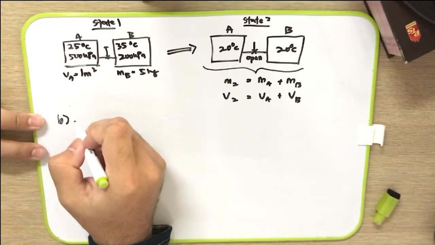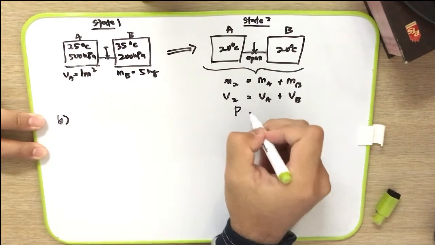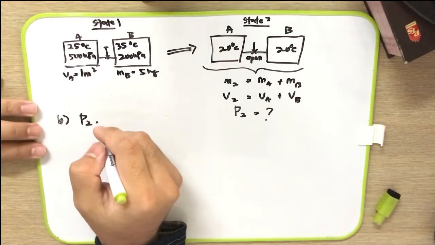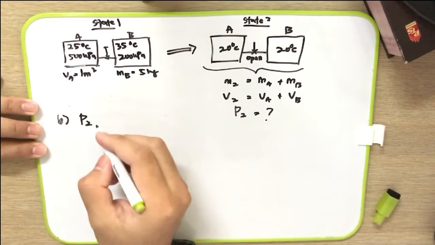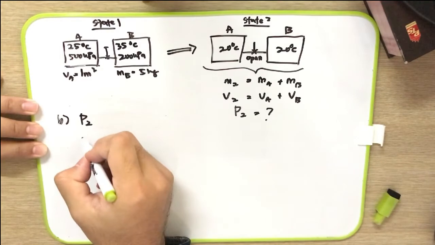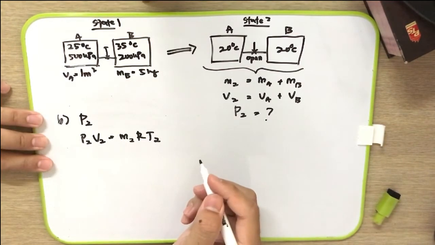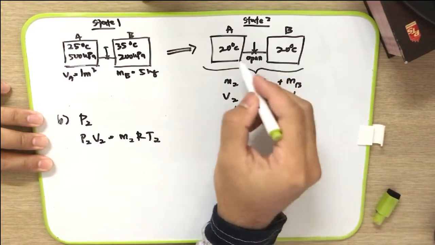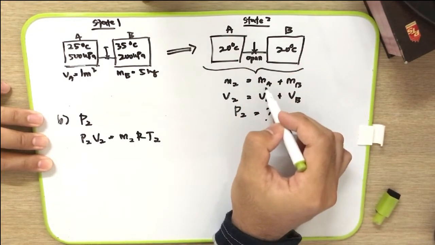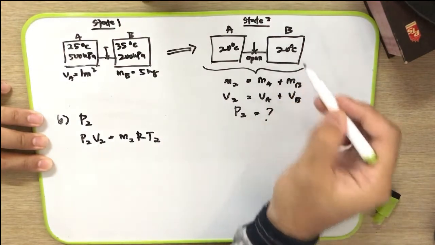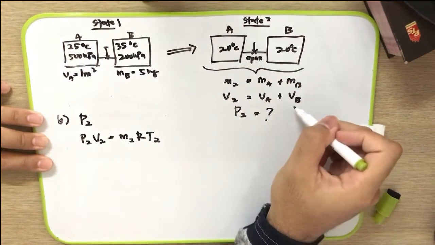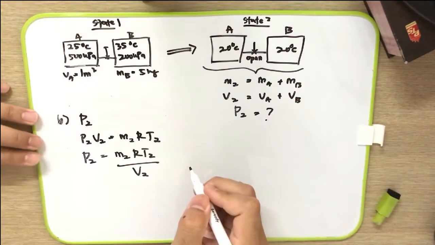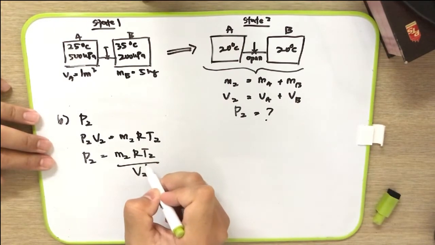Question B. We need to find the final equilibrium pressure of air, in which we need to find the pressure at state 2. So how? Because we already consider the air to be an ideal gas, we can just use the ideal gas equation. Just like I mentioned just now, because this is already at equilibrium, the mass at state 2 is equal to the mass of tank A plus the mass of tank B. The volume at state 2 is equal to V of tank A and also V of tank B.